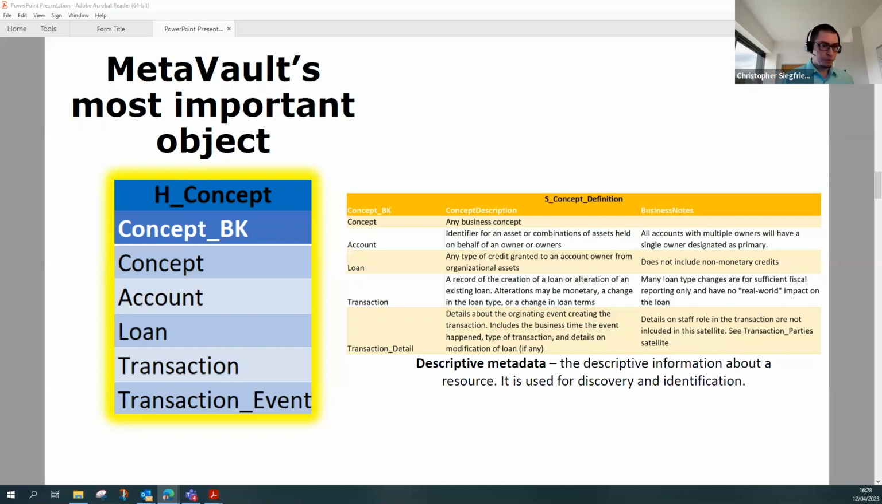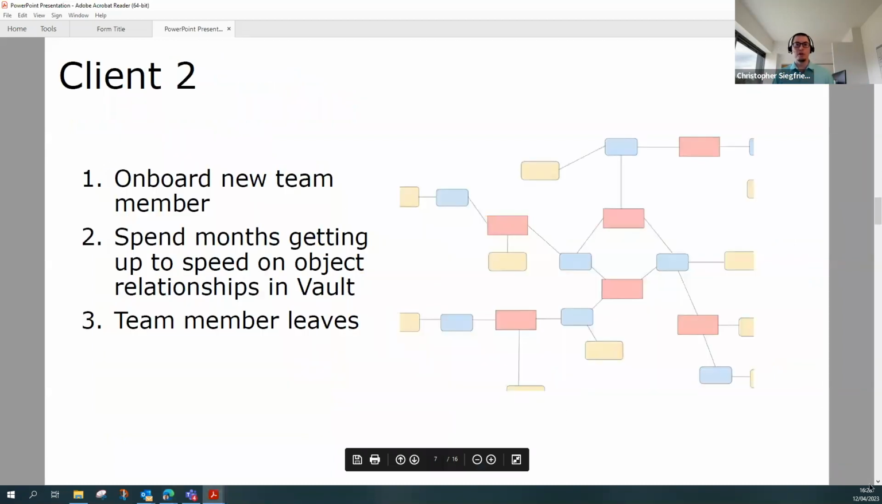Okay, so next slide, please. This is going to be the next client I'm going to discuss. They had a different type of problem. This client has a very, very mature data vault. It's been around for a while. They have 8 to 12 data sources. It's big, but they also have the issue of onboarding new members.